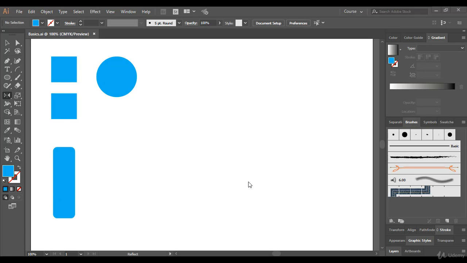In Adobe Illustrator, the toolbar is located to the left. There are many tools here. We could go and explain them one by one, but that would take a lot of time, so we will cover the basic tools, the ones which will be used in our projects.